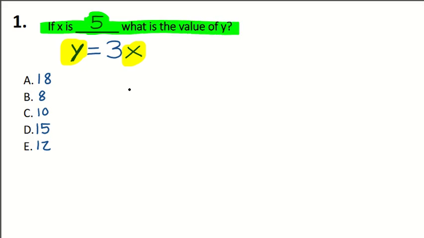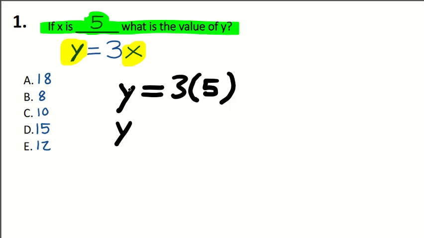So let's go ahead and plug that in. Y equals 3 times 5, because remember we're replacing that x with a 5, and we know that 3 times 5 is 15. So it's safe to say that when x is 5, the value of y will be 15.